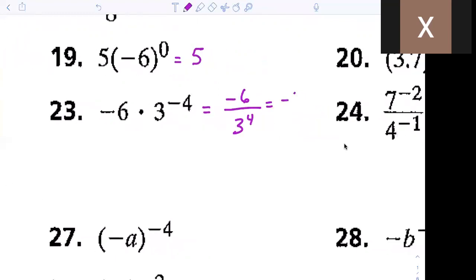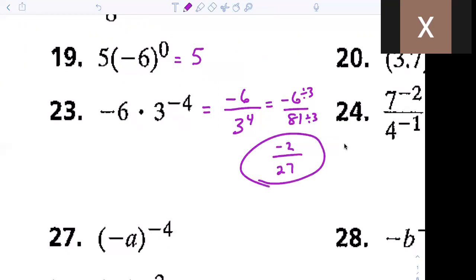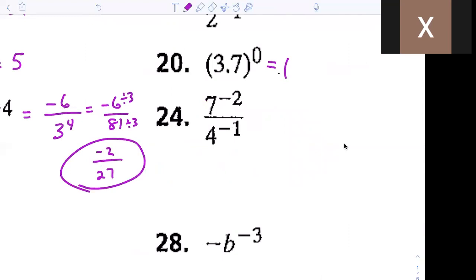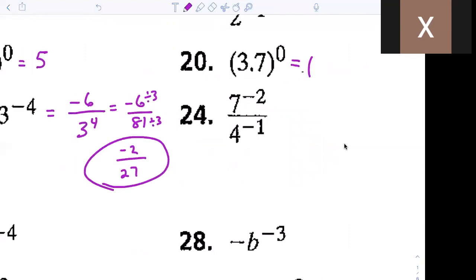So I now want negative 6 over 81, but then I can reduce by a factor of 3. So if I divide 6 by 3 and 81 by 3, I get negative 2 over 27. Make sure you're good on 23, please. All right. Is it always going to be in a fraction? No, don't say always in math. There's always exceptions.